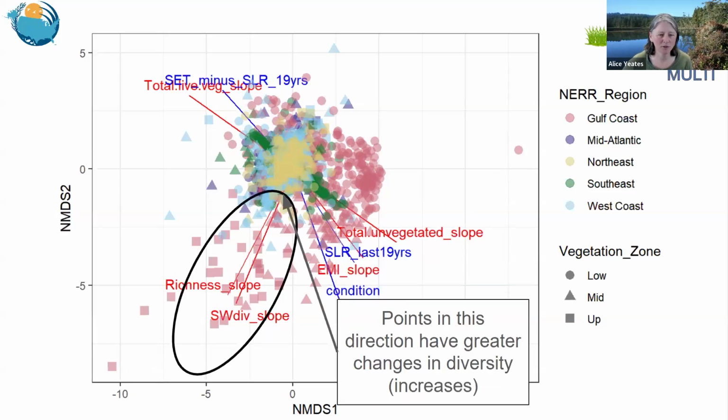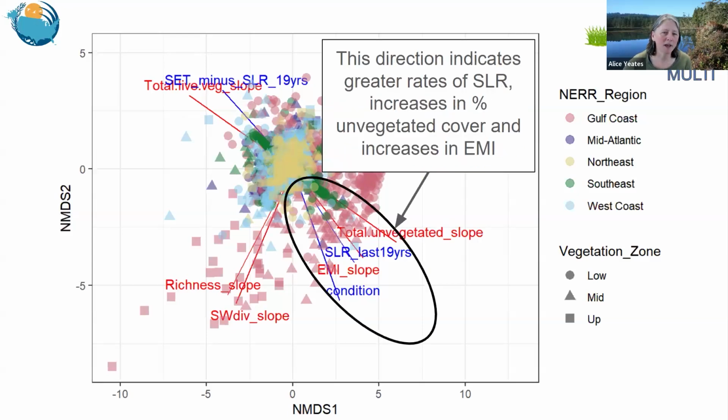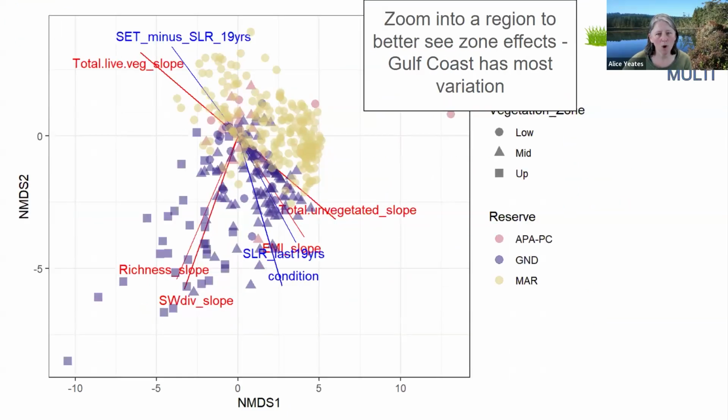Points in this direction show the greater change in diversity, so increases in diversity. Next. Points in this direction indicate marshes keeping up with sea level rise and increasing or little decrease in percent live cover of plots. Next. This direction indicates greater rates of sea level rise, increases in unvegetated cover, and increases in ecotone migration index. Next. So we're going to look at one region just to actually see what those points are doing. And so this is the Gulf Coast. Next.